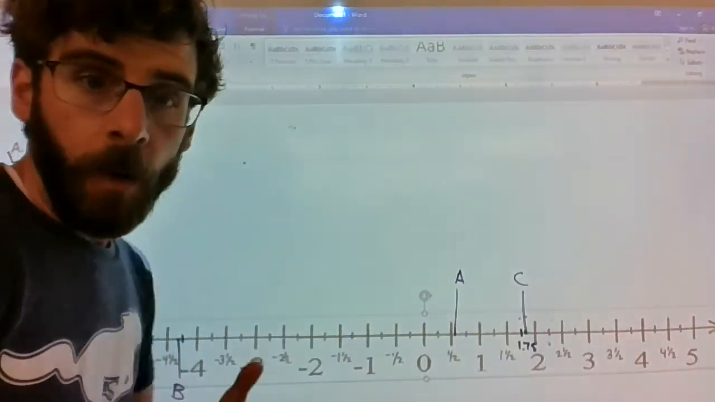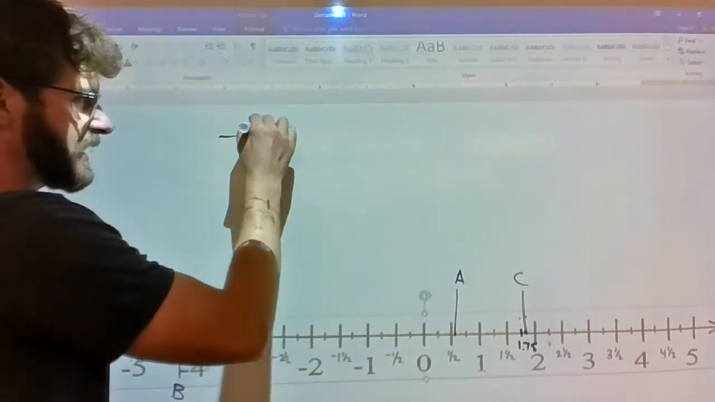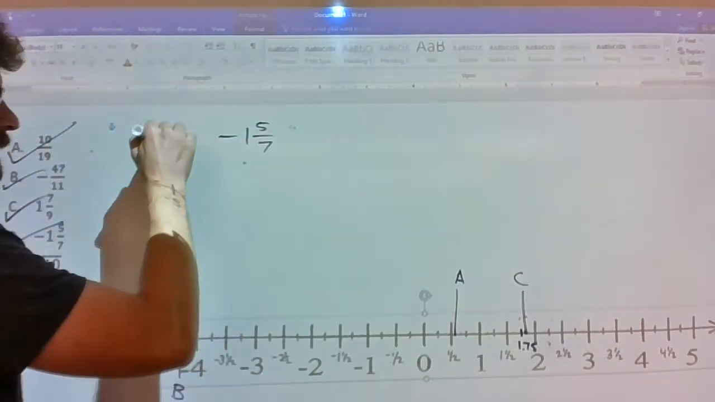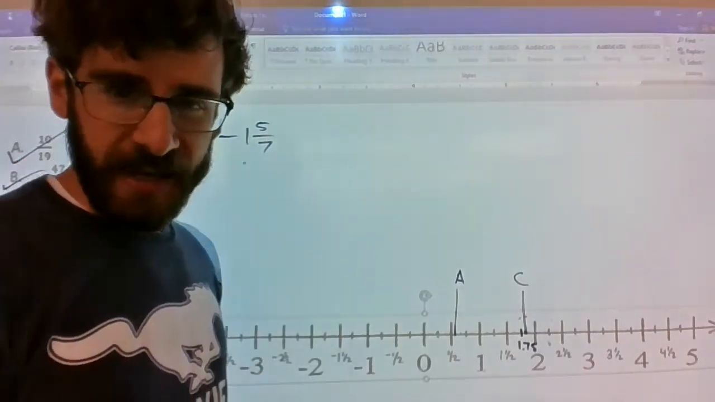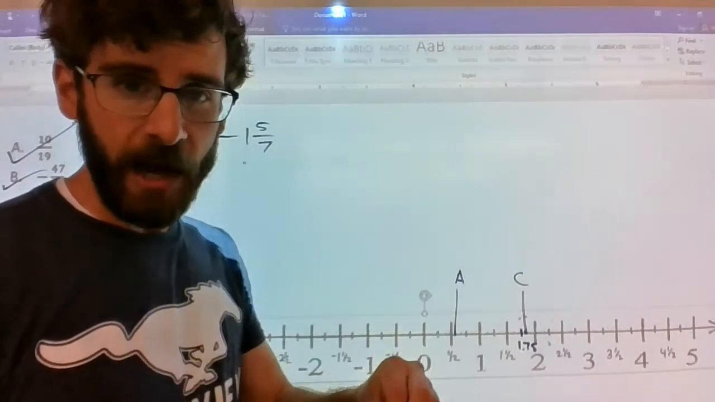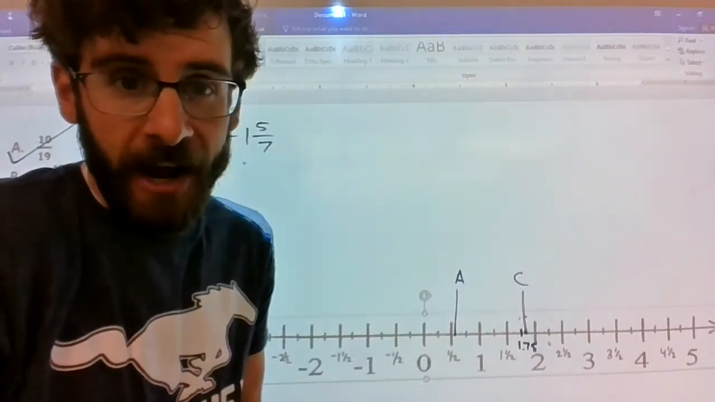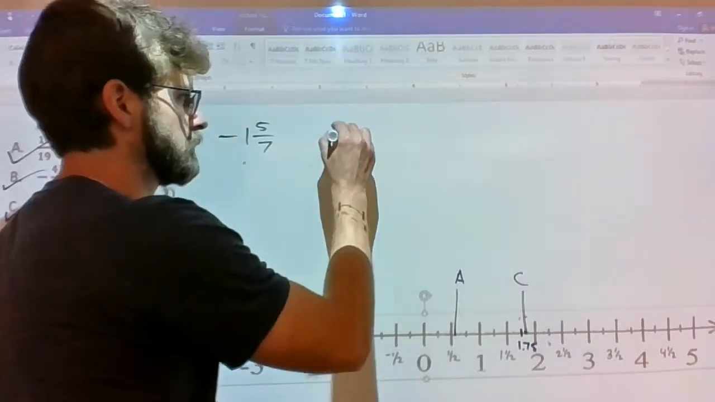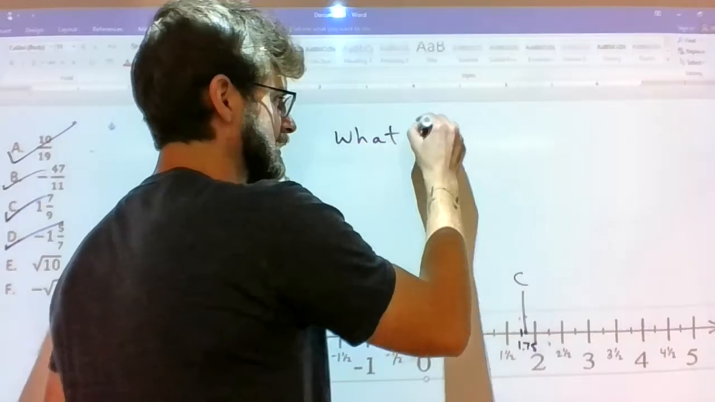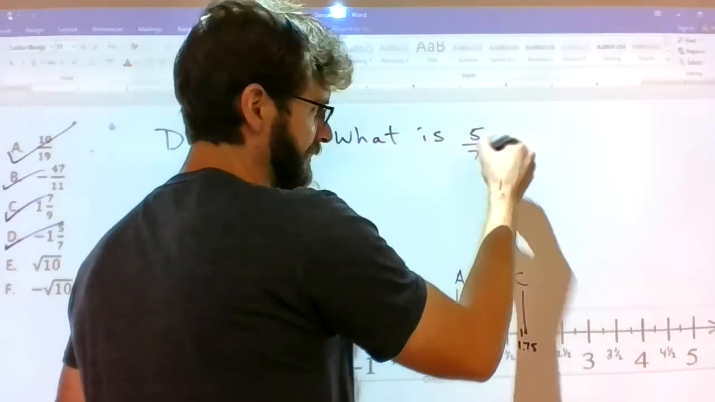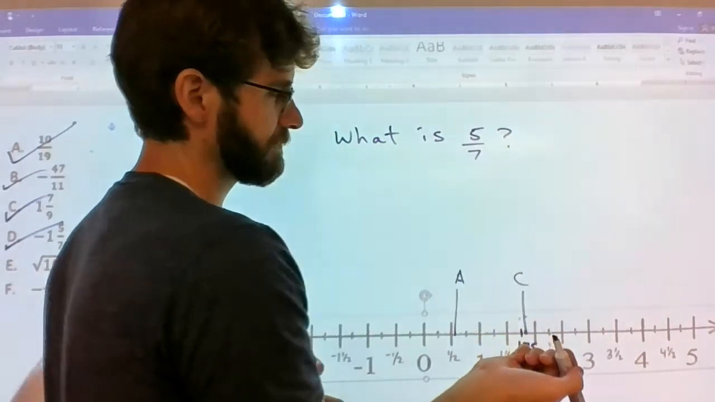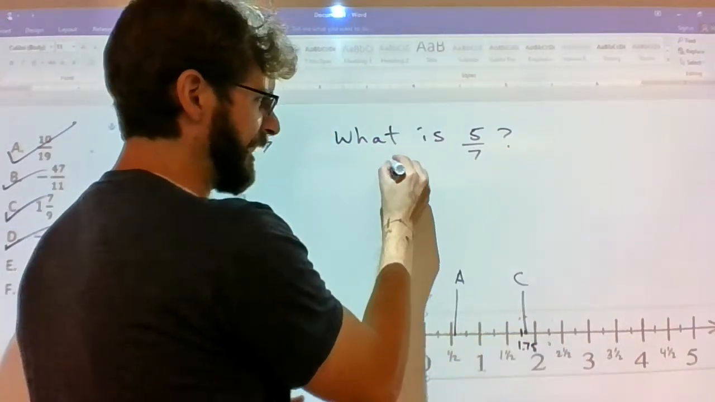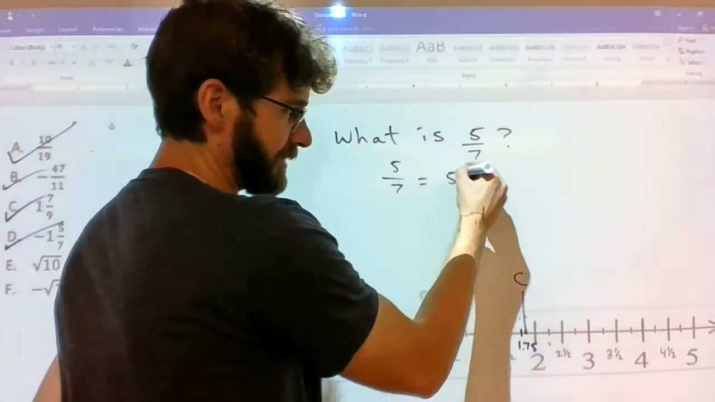Okay. When we're looking at -1 5/7, it's kind of tough because there is no pattern for the 7ths, so what I have to show you guys now is how do we just straight up turn that fraction into a decimal? So what is 5 over 7? Well, 5 over 7 is just 5 divided by 7.